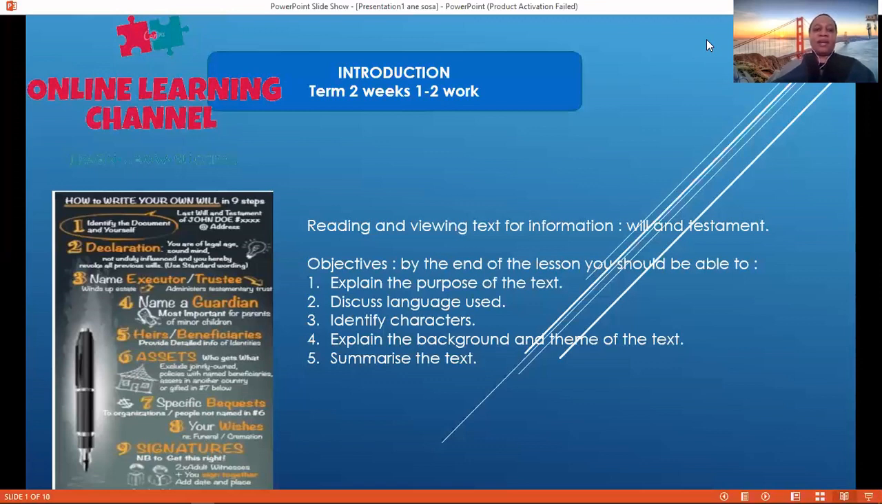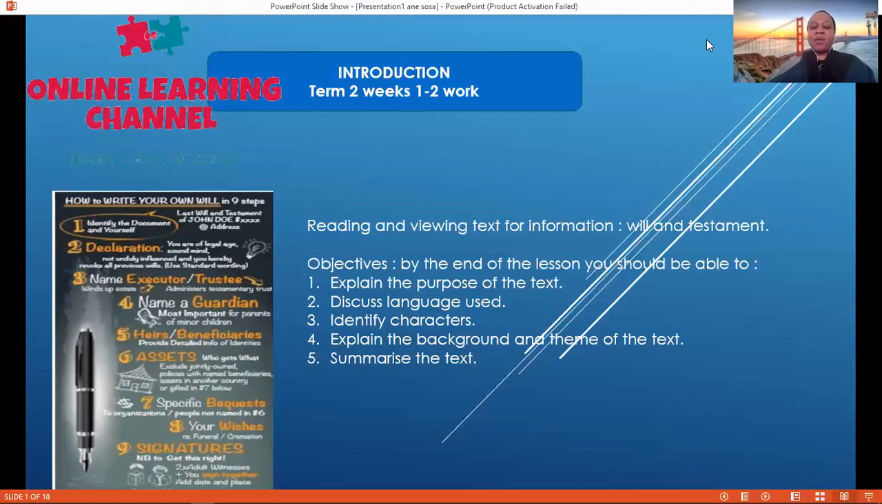How to write your own will in 9 steps. Remember, a will is usually written by someone before they die, and they will be writing it for their children or their family, etc. The will and testament on our screen there, I have just put it there for you to see how a will looks, how a will is written.